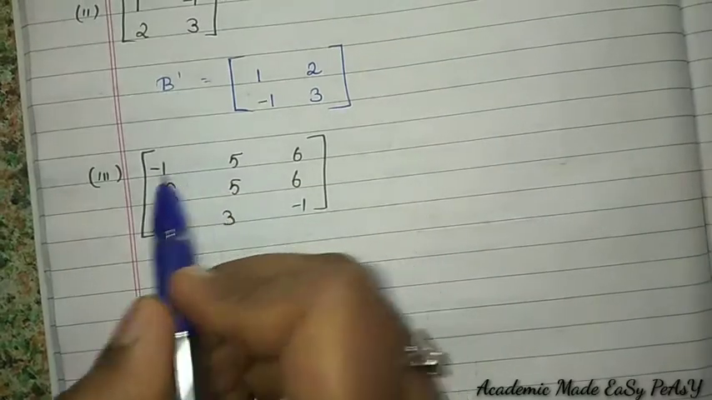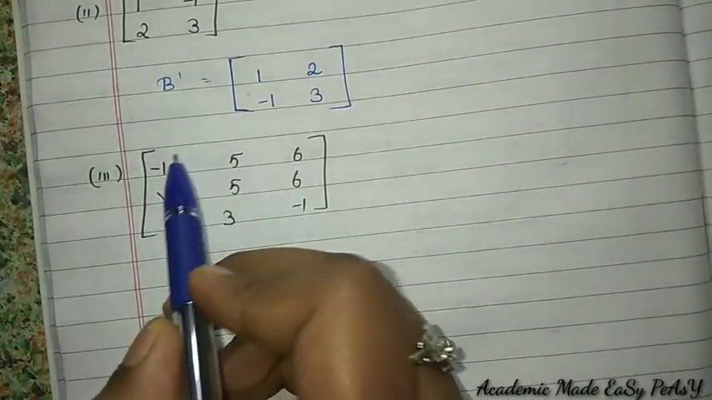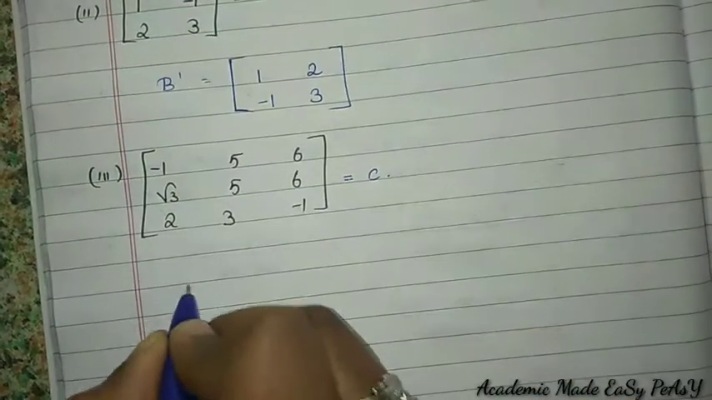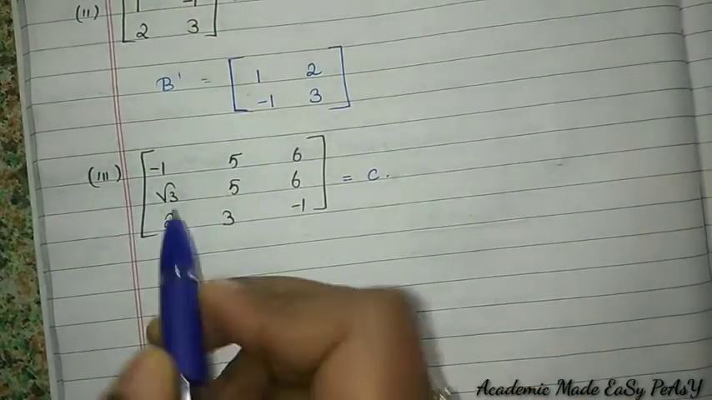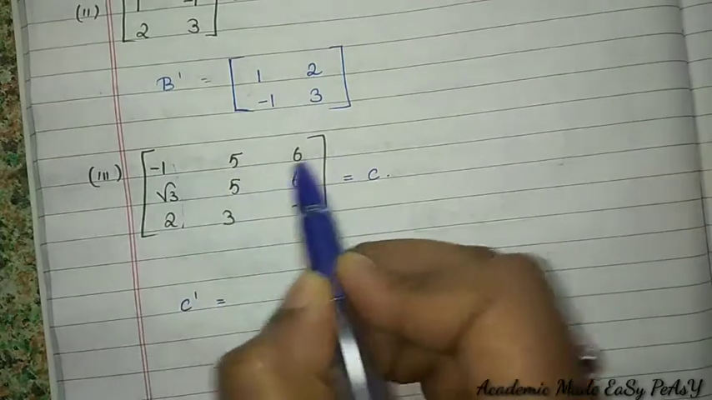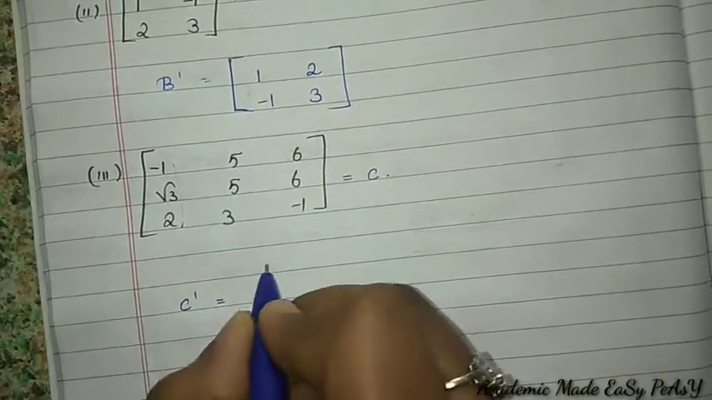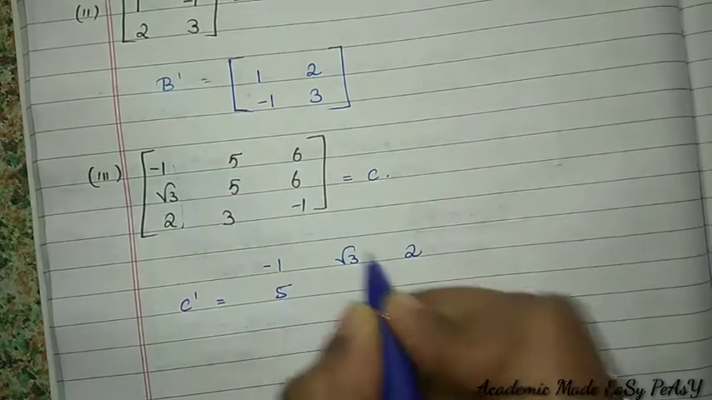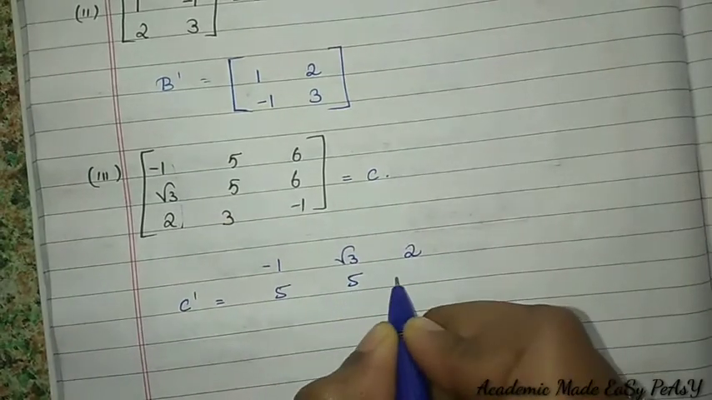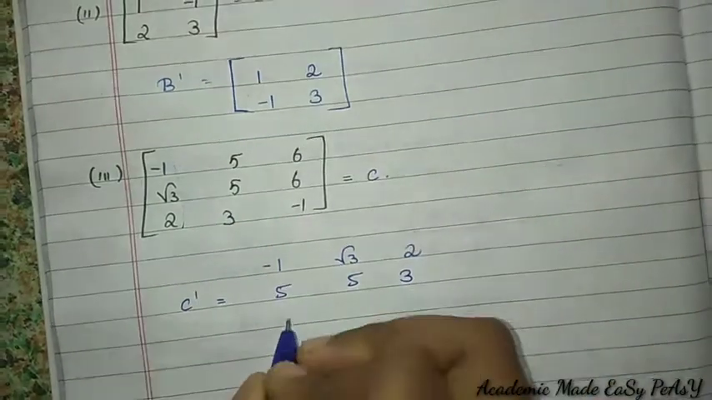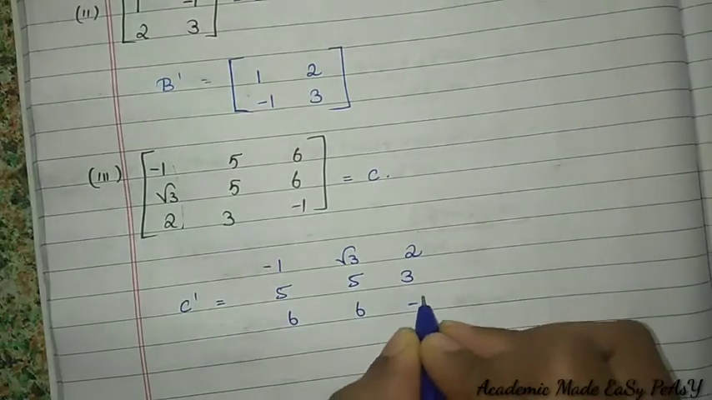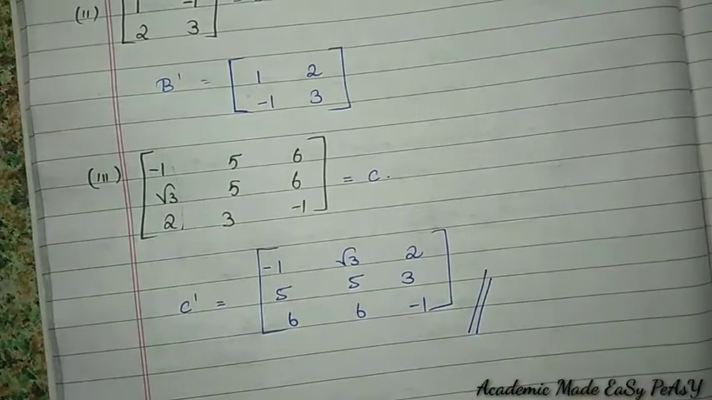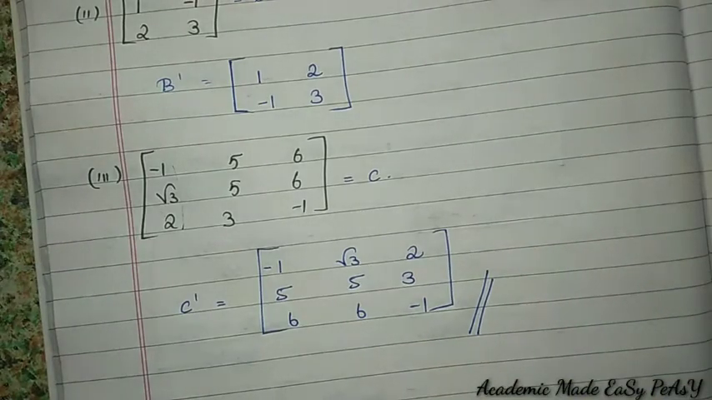Now I will move on to subdivision 3. I have this matrix, so let me name this as C. What will be my C transpose? I will be changing this column to rows. So minus 1, root 3, 2, 5. Second column, second row. Third column will become third row. That's it, over. Question 1 is over.